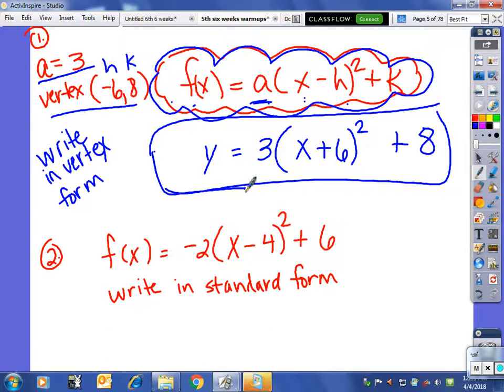Somebody said they thought I was supposed to solve it. Well, first of all, this is just an equation. You don't really solve it, but you could rewrite it a different way. And yes, you are going to have to do that. In fact, that's what I asked you to do on number 2.